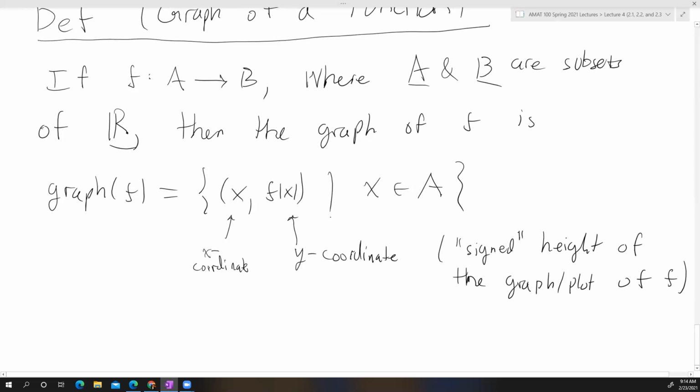But the y coordinate is f of x, and this is a signed height because the graph could be above or below the x-axis. And I should actually say this is the signed height to the x-axis. Add that in. So the y coordinate is f of x, and it's the signed height of the graph or plot of f to the x-axis.